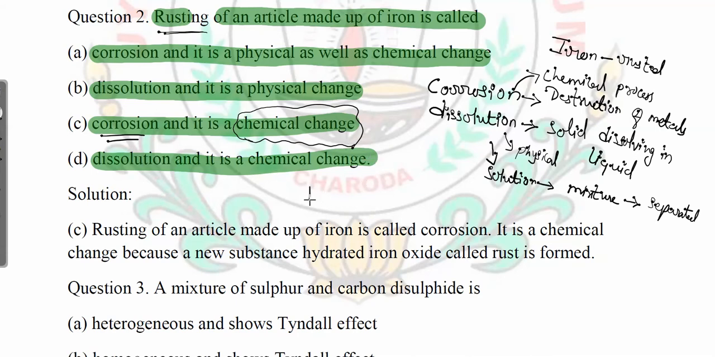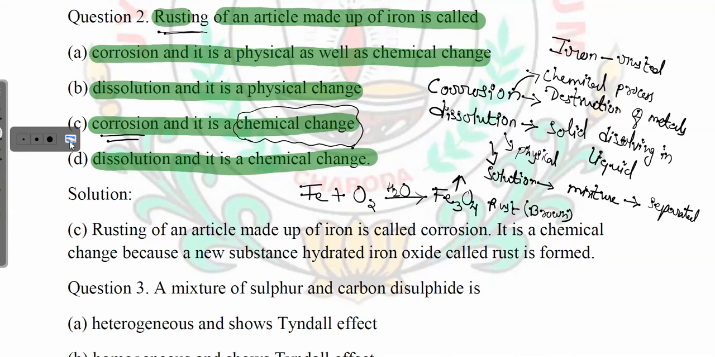What happens in rusting? In rusting, the iron reacts with the oxygen in the presence of moisture of the air and forms rust, termed Fe3O4. Here the formation of iron oxide will take place, and this iron oxide which has been formed is nothing other than rust. It is generally reddish brown in color, and by simple physical methods we cannot retain the iron from this rust. Hence rusting is a chemical process, and corrosion is the main concept which explains rusting.